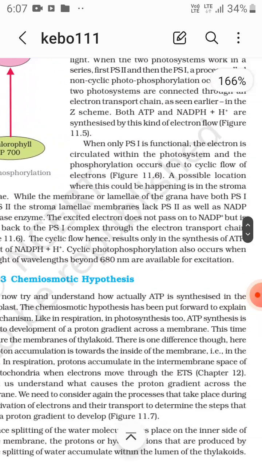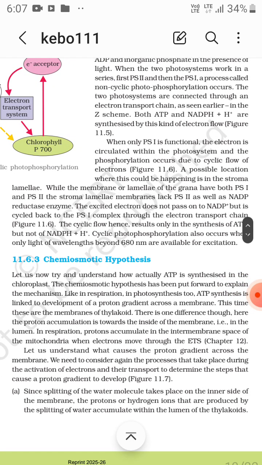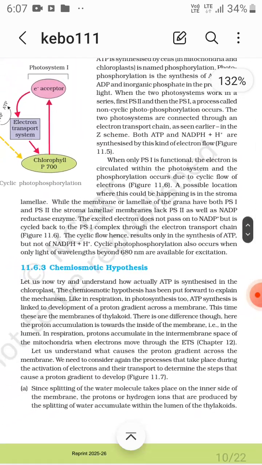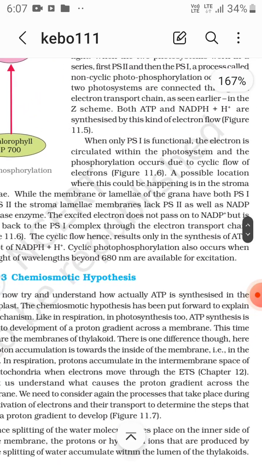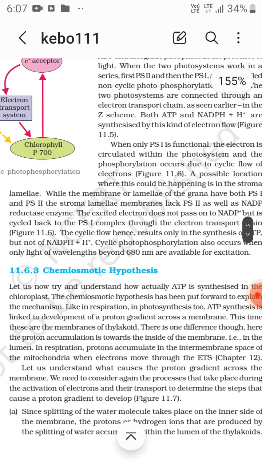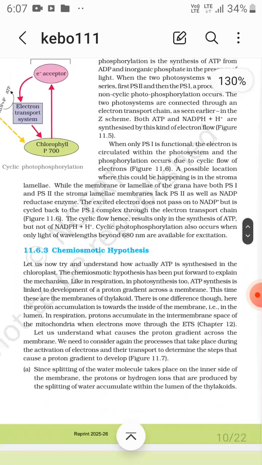Cyclic photophosphorylation also occurs when only light of wavelengths beyond 680 nanometer are available for excitation.